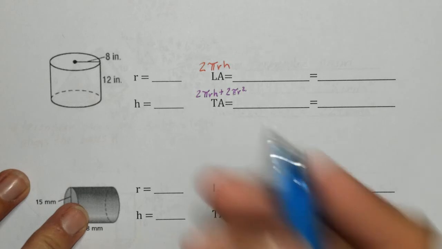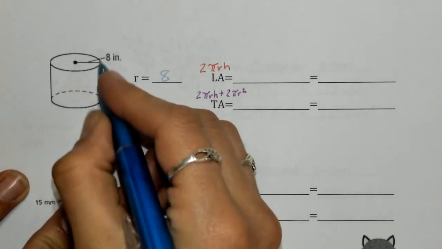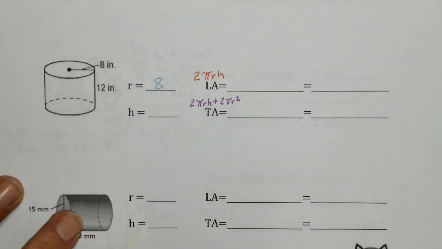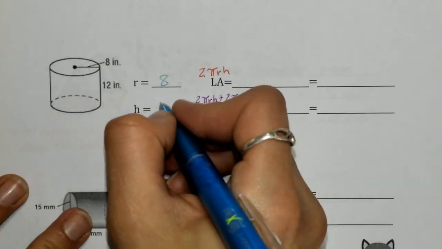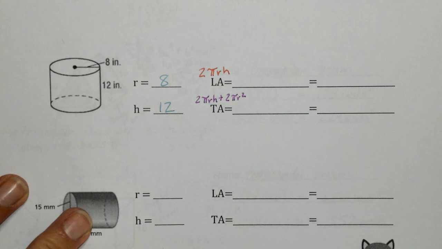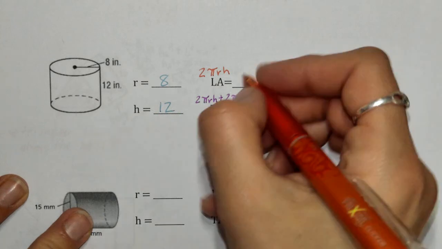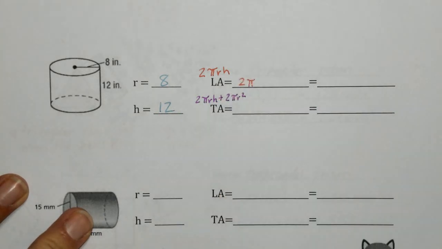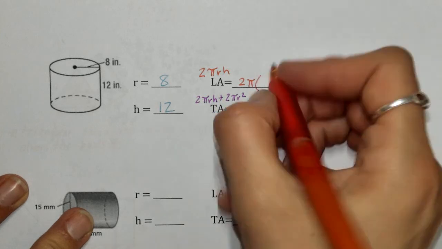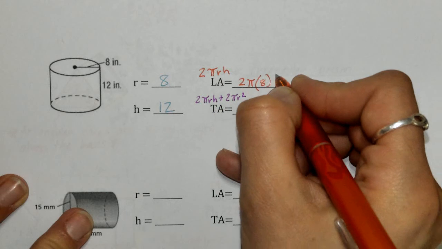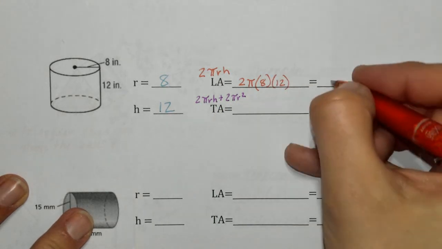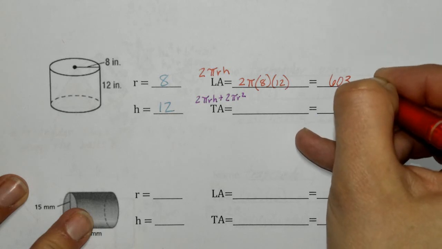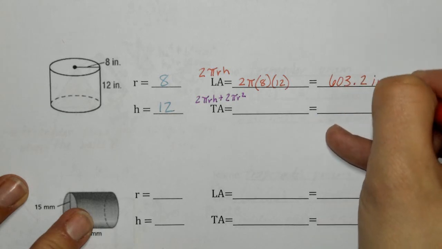Radius, sweet, they gave it to me: 8. Height, bam. This is it labeled outside, so you can see it both ways here, inside and outside the cylinder. We have 12. We're going to plug in. Yes, it's going to go fast. 2 pi, that's why I suggest you try this on your own. If you make a mistake, oops, it is. Radius of 8 times the height of 12. When we multiply all of this into the calculator, we're going to get 603.2, rounded to the nearest tenth, inches squared.